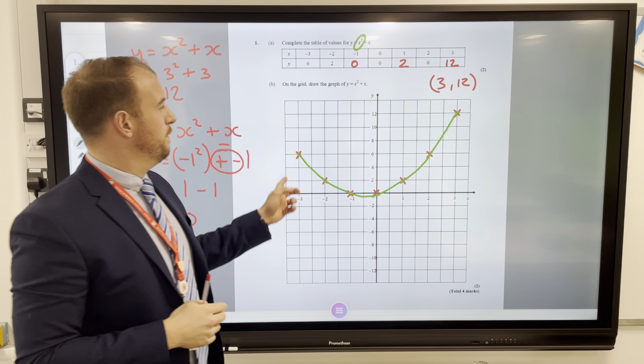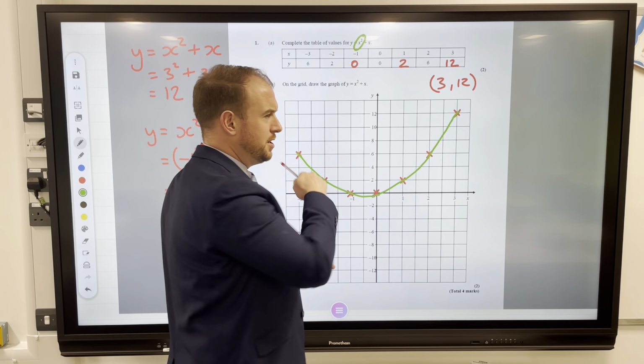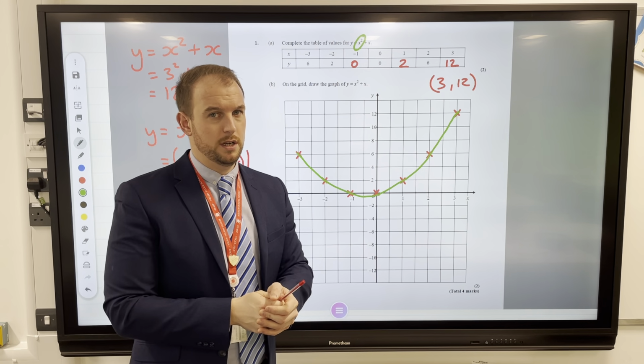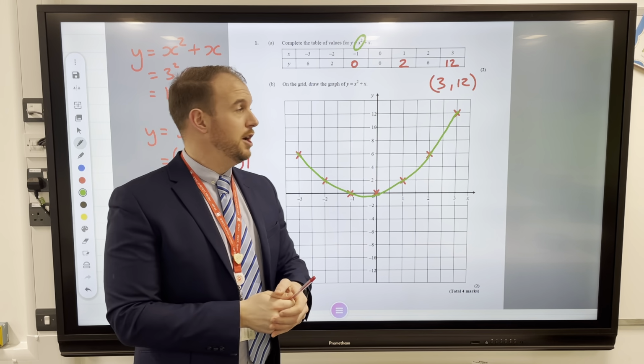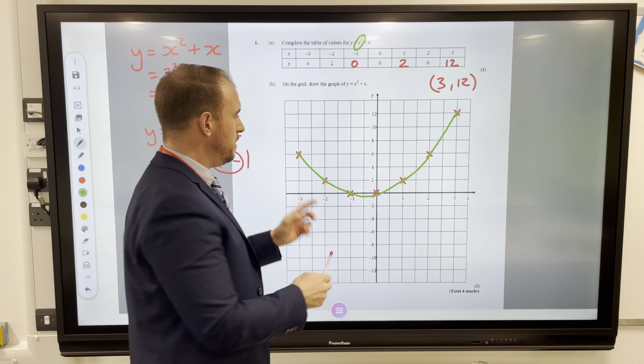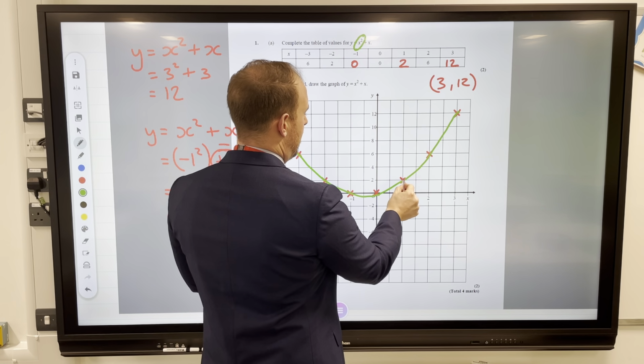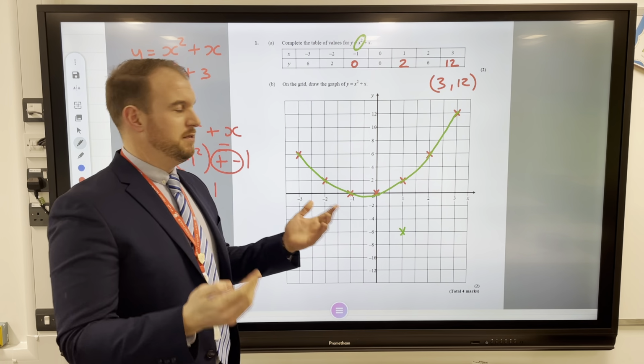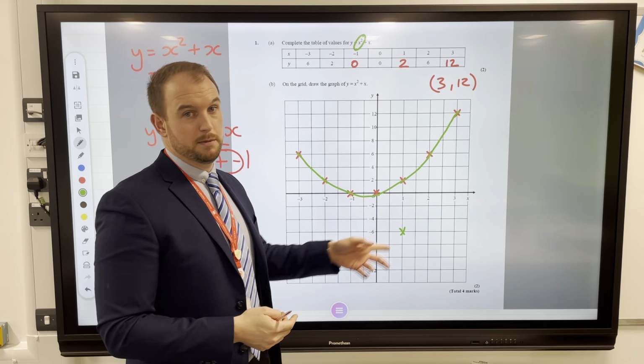Okay, if you've plotted your points and it doesn't give you a smooth curve, then I can guarantee your substitution is out on one of the points. Okay, you know it's going to be a curve. For instance, for this one, if it gave me an answer down there, then it doesn't take a genius to work out that that's the one, that's my mistake.